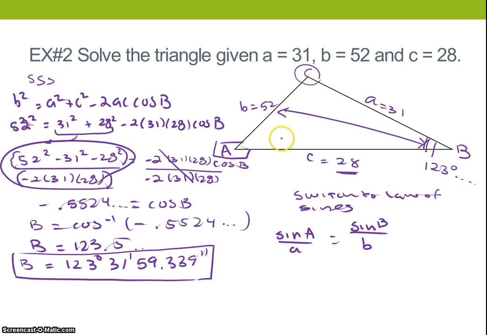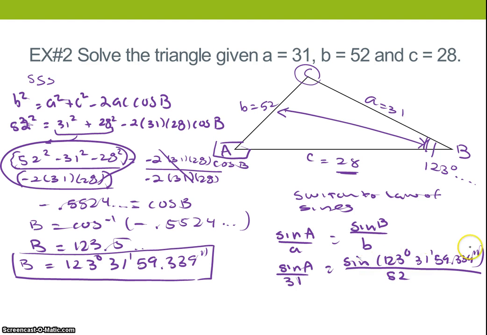And I can plug in what I know. I know little a, little b, and big B. So sine of A over its opposite side, which is 31, is the sine of B. So sine of 123 degrees, 31 minutes, 59.339 seconds, all over side b, which is 52.